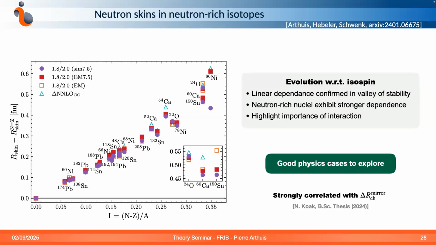And as a short side note, we saw also a strong correlation of the neutron skin, or when I say we, it's Nicolas Koak, who was a bachelor student in Darmstadt, working with Achim and myself, showed a strong correlation of the neutron skin also with the charge radius mirror nuclei difference. So the difference of the charge radius of two mirror nuclei. So when you invert the number of protons and the number of neutrons, it's a bit of a mouthful, but really a lot of interesting physics to look at behind those neutron skins.